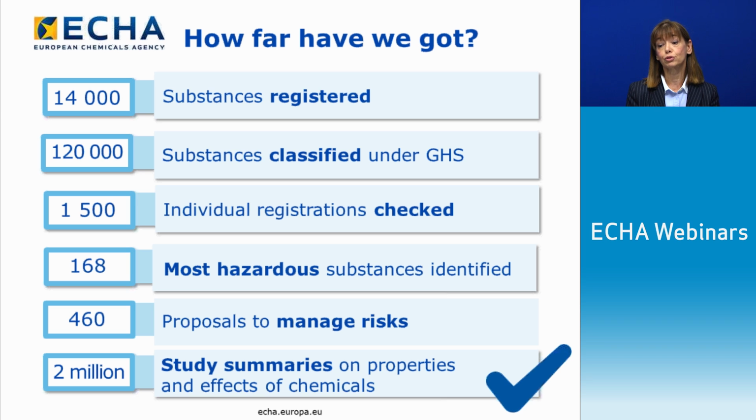1,500 substances have been checked by ECHA, the agency, and by the European authorities in some cases, with a focus on substances that matter most for the environment and human health. 168 substances have been identified as most hazardous, and overall, 460 proposals have been made at EU level to manage the risks. And last but not least, in our database, we have more than 2 million results of studies on the properties and effects of chemicals.